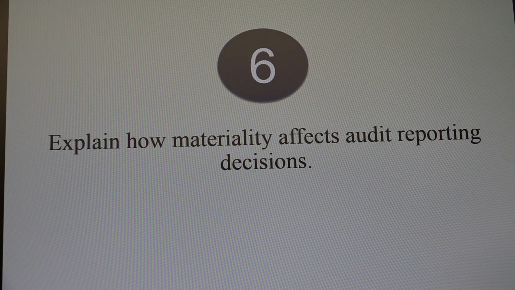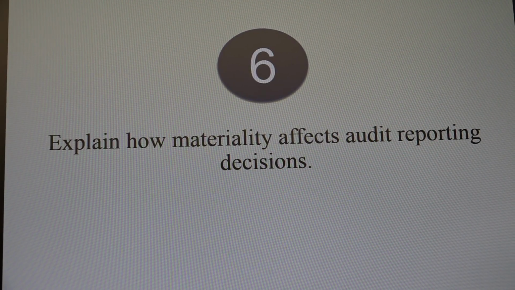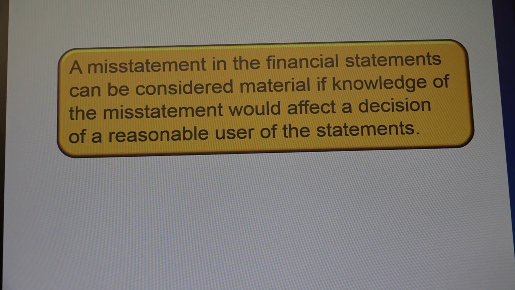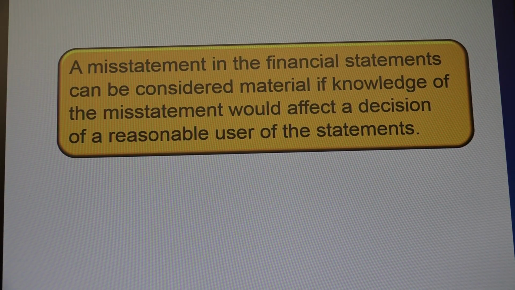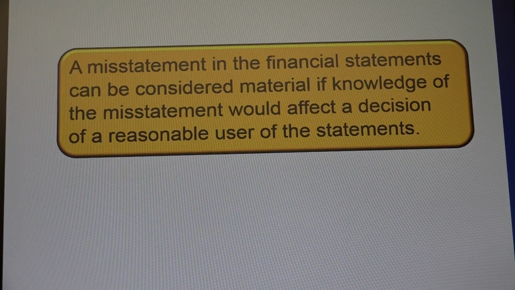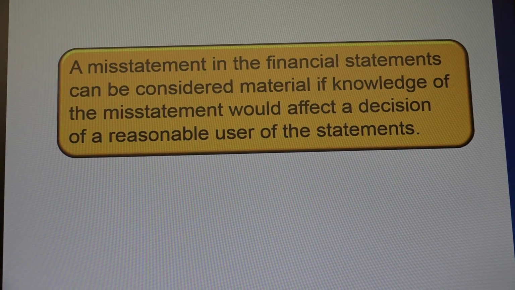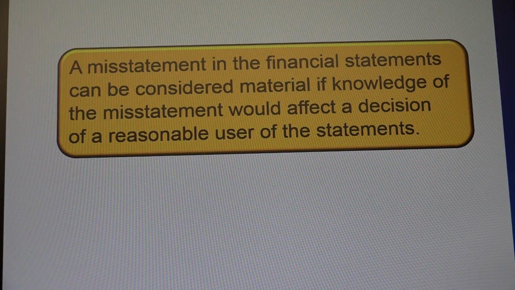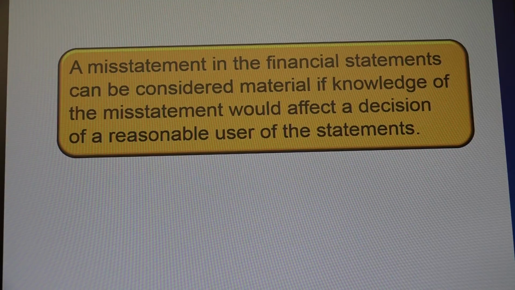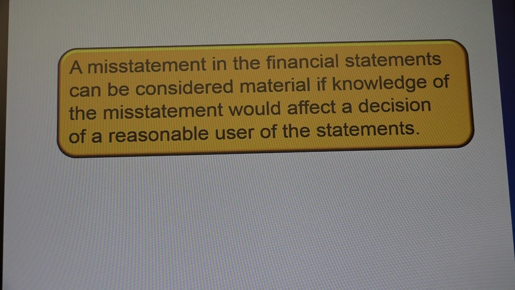All right. Another thing we need to talk about is how materiality affects audit reporting decisions. Materiality, again, your opinion is based upon whether or not the financial statements are fairly stated in all material respects. Okay, so in that phrase, in all material respects, the word material, you're looking at materiality, whether or not there's possibly some misstatements. If they're immaterial, then certainly it's not going to affect the financial statements in any material respect.